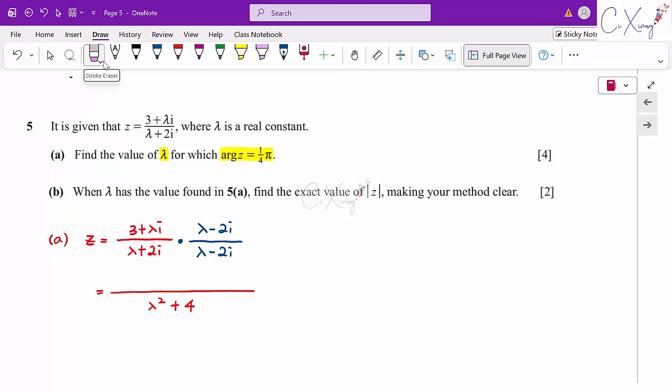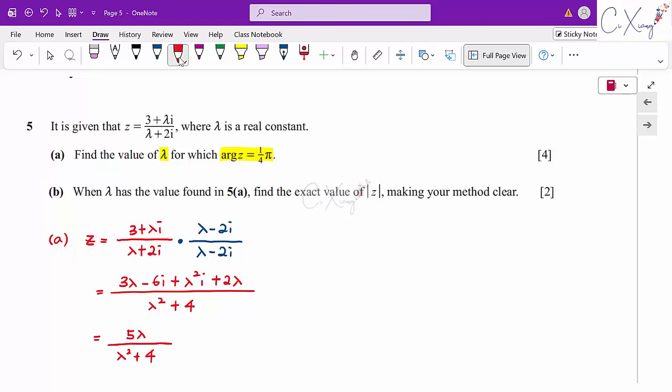After we rationalize it, there's no more i at the denominator. For the numerator, we just expand the brackets: 3 lambda minus 6i, plus lambda square i, then negative 2 lambda i squared, which becomes positive 2 lambda. Then I group the real part to the real part, imaginary to imaginary. 3 lambda and 2 lambda have no i, so I can group them together to become 5 lambda over lambda square plus 4.